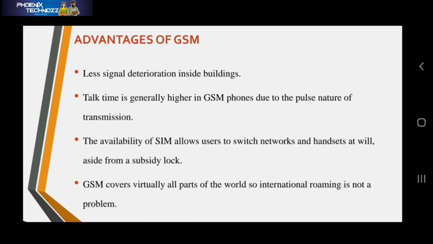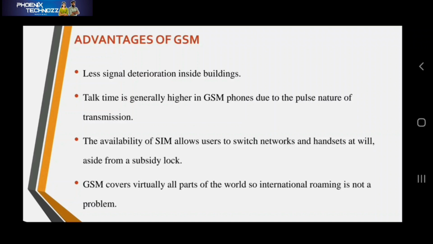Next, we will see the advantages of GSM technology. We know that GSM is a cellular technology used for transmitting mobile voice and data services. The first advantage of GSM technology is that signal deterioration inside buildings is very low. That is, if the path loss for the communication is less, then the signal attenuation will be very low. The second advantage is that the call duration or talk time is very high in GSM phones because of the pulse nature of the transmitted signal.